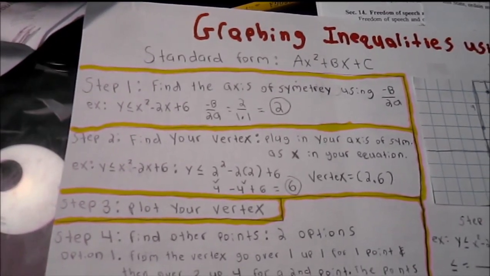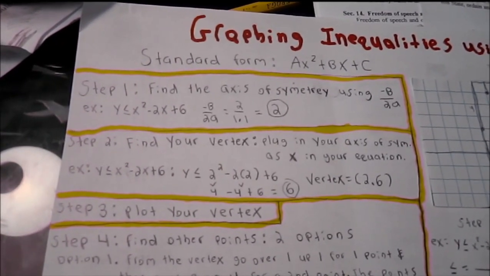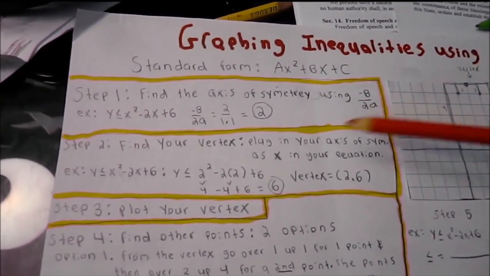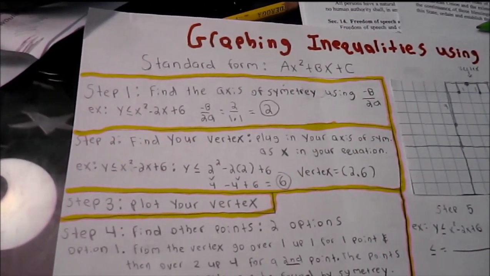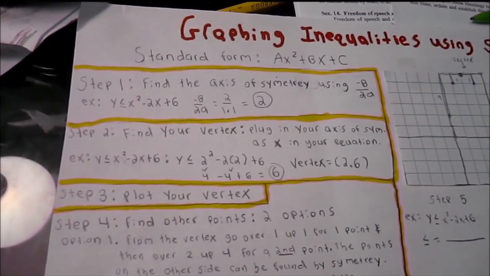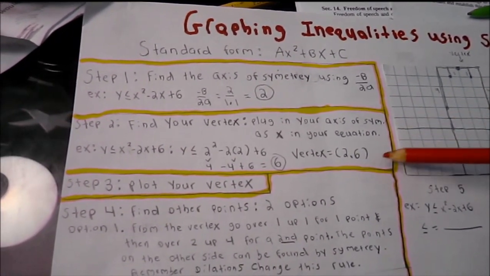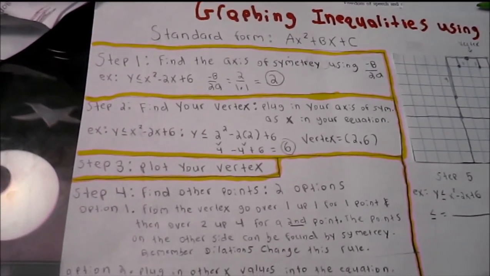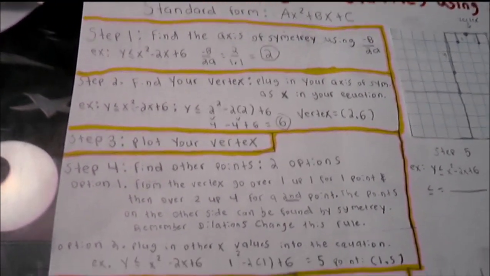The second step is to find your vertex. To do this, you plug in your axis of symmetry as x into your equation. Using the same example, 2 is plugged into the equation and comes out as 6, which means your point is (2, 6). Your third step is to plot your vertex, and your fourth step is to find the other points.